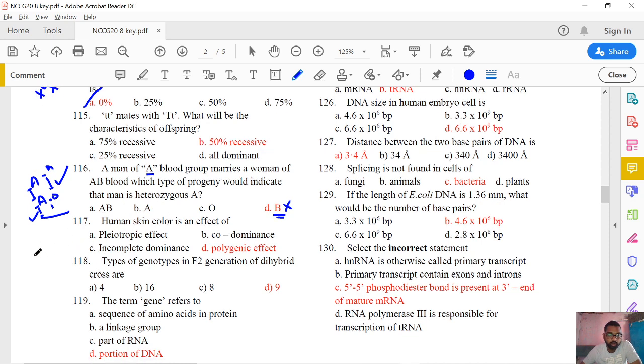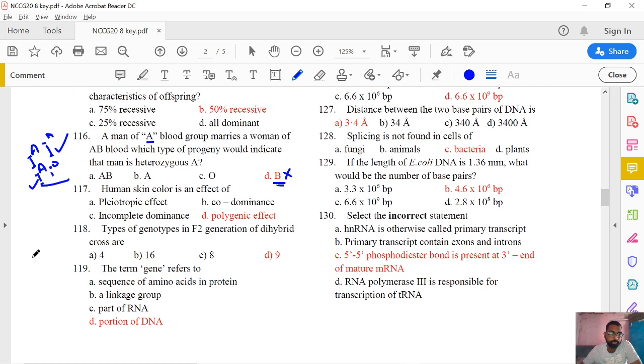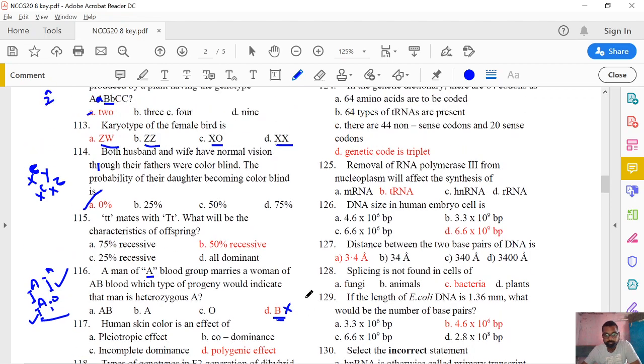Human skin color is an effect of, so it is a polygenic inheritance, as it is affected by many genes. Types of genotypes in the F2 generation of a dihybrid cross: totally 9 types. The term gene basically refers to the portion of DNA.